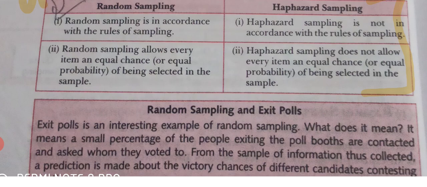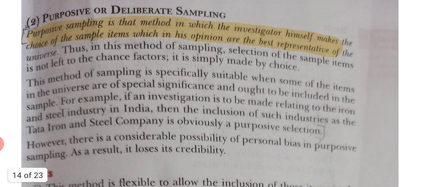Which contestant or which candidate can win the elections. Now next we will start with the second type of sampling, that is purposive or deliberate sampling. What is purposive sampling? In purposive sampling, the investigator himself makes a choice of the sample items which in his opinion are the best representative of the universe or population.